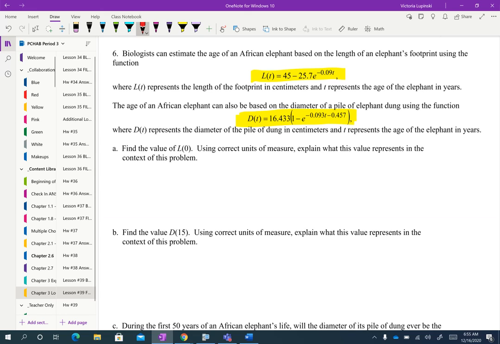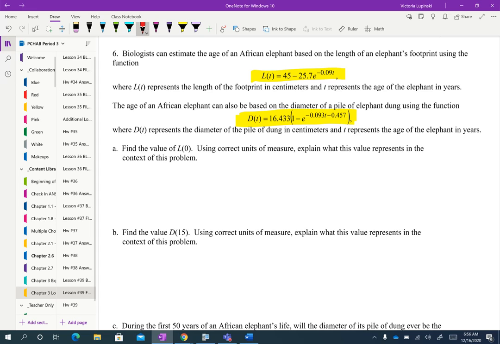So here, biologists can estimate the age of an African elephant based on the length of an elephant's footprint using the L function that's given here, where L of t is the length of the footprint in centimeters, and t is the age of the elephant in years. And then you can also estimate the age of an elephant based on the diameter of the pile of elephant dung given by the D function, where D is the diameter of the pile of dung in centimeters, and t represents the age of the elephant in years.